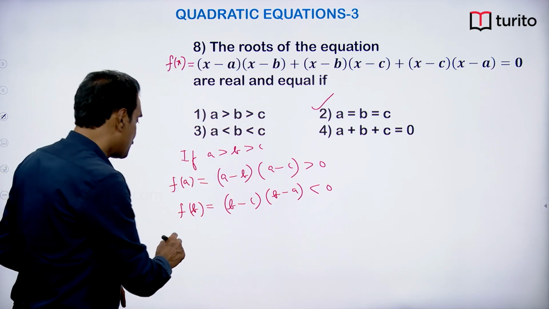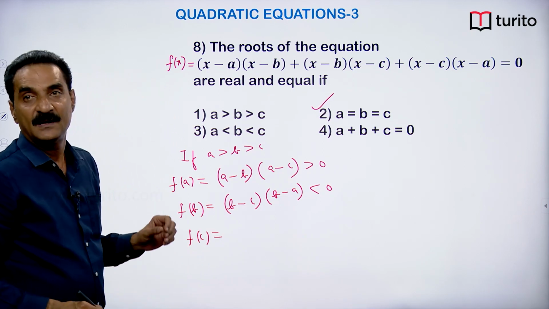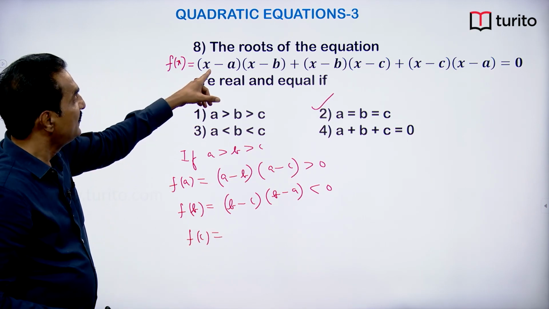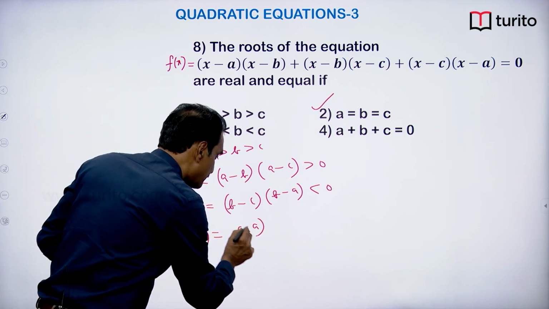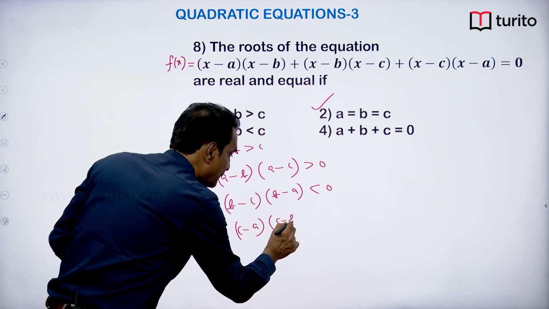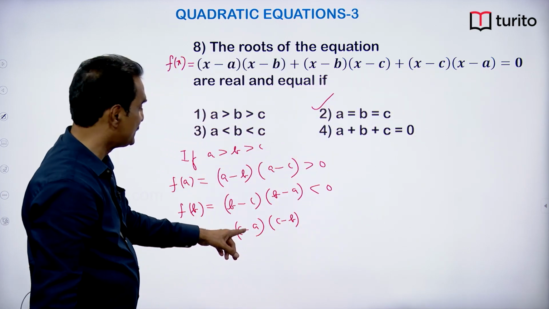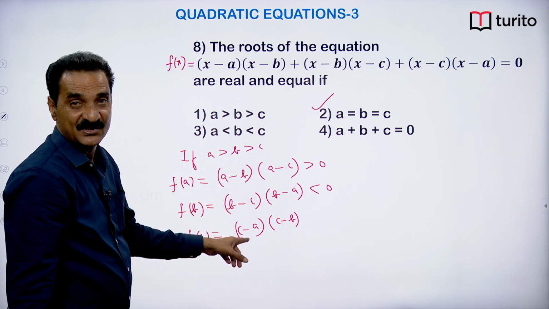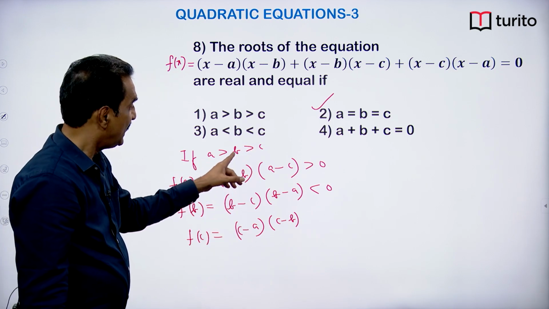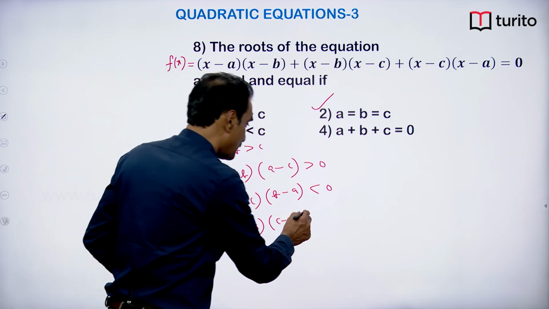Now, you substitute C. F of C is equal to, this is C minus A into C minus B, and this is 0, this is 0. And what is this? C minus A, positive or negative? A is greater than C means C minus A is negative, and B is greater than C, so C minus B is negative. Negative into negative is positive.